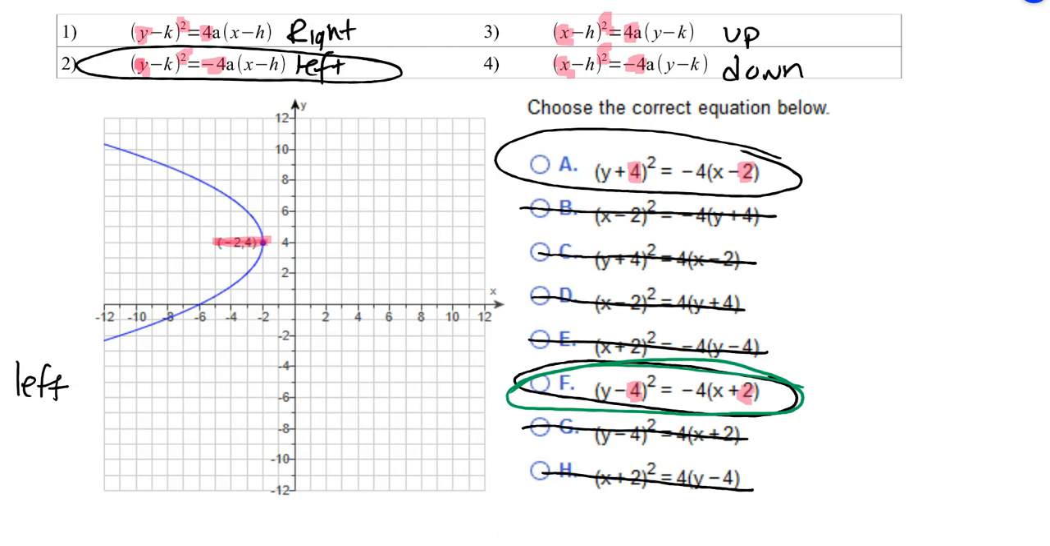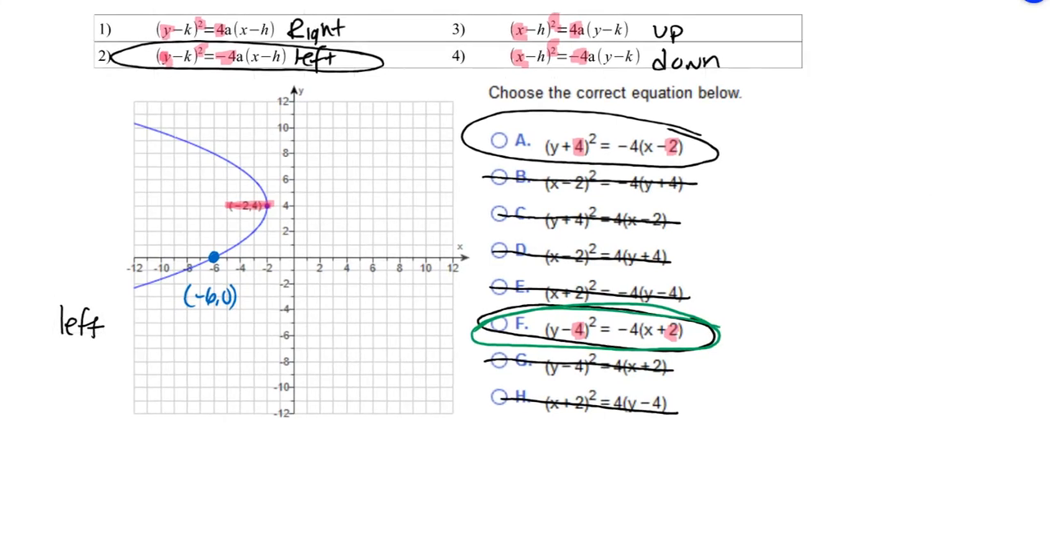So even if we weren't given this multiple choice question, we would still be able to figure out the entire equation by using a second point on the graph. So I would probably choose this obvious point right here, negative 6, 0, because it's easy to spot on the graph. And then we know that we have this left orientation, that's y minus k squared equals negative 4a times x minus h. And I would substitute in for the vertex.